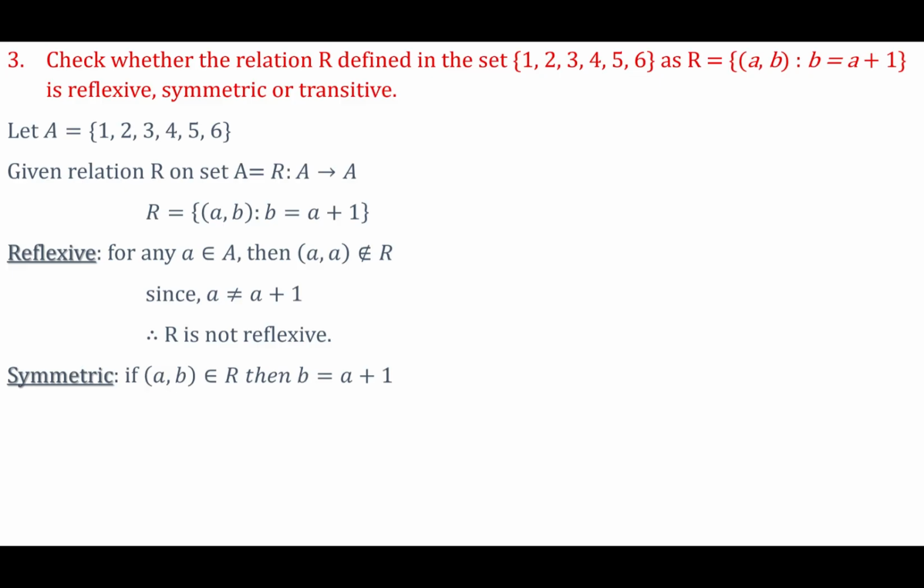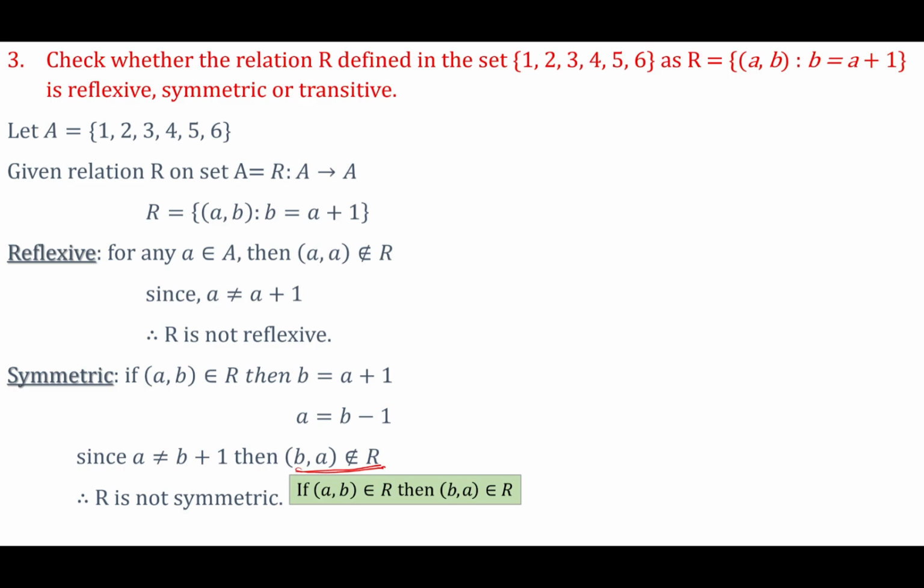Symmetric. We know if (a, b) belongs to R, then b = a + 1. If I solve for a, a = b - 1. Since a is not equal to b + 1, because if (b, a) belongs to R, then a = b + 1. So (b, a) does not belong to R. Hence, it is not a symmetric relation.